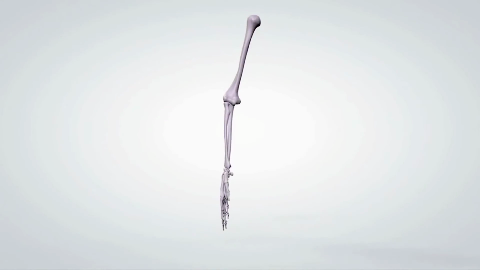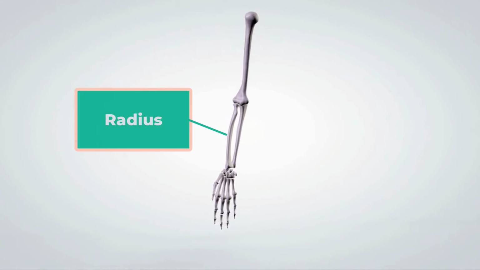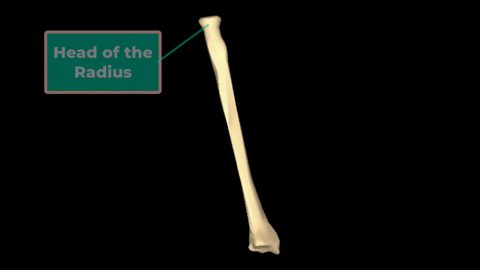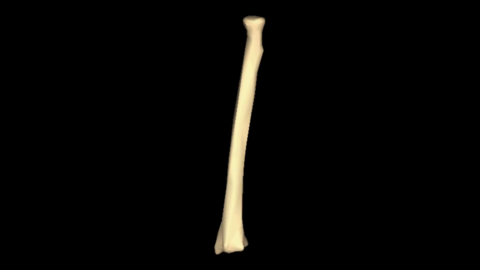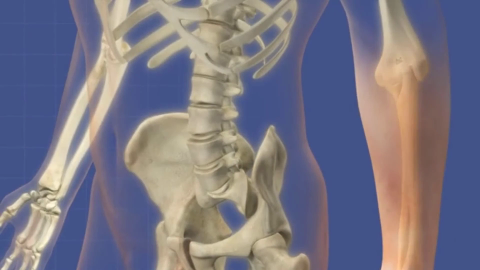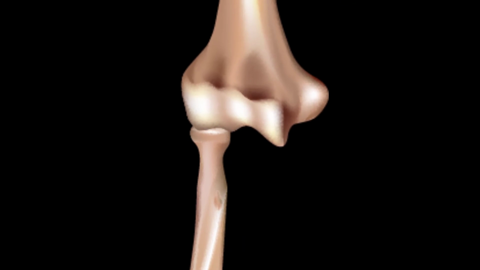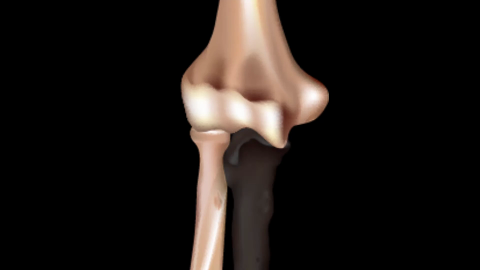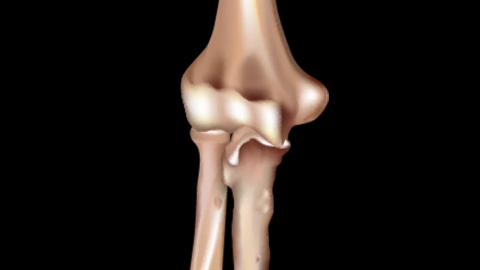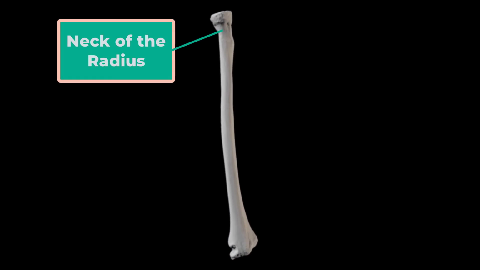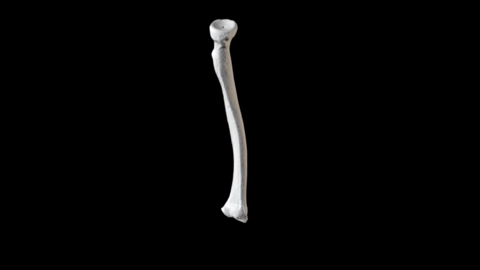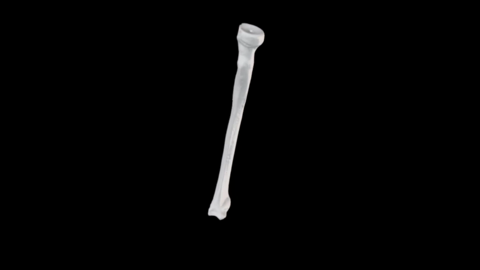The radius runs parallel to the ulna on the lateral side of the forearm. The head of the radius is a disc-shaped structure that forms the proximal end. The small depression on the surface of the head articulates with the capitulum of the humerus as part of the elbow joint, whereas the smooth outer margin of the head articulates with the radial notch of the ulna at the proximal radial-ulnar joint. The neck of the radius is a narrowed region immediately below the expanded head.